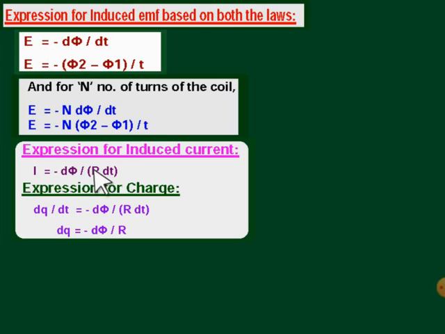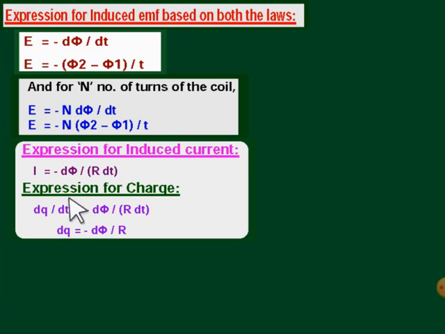This is for a single turn of the circuit or solenoid, so there is no factor of capital N here. But if you take it for the whole solenoid, then you need to multiply by the total number of turns, capital N, as it is here.